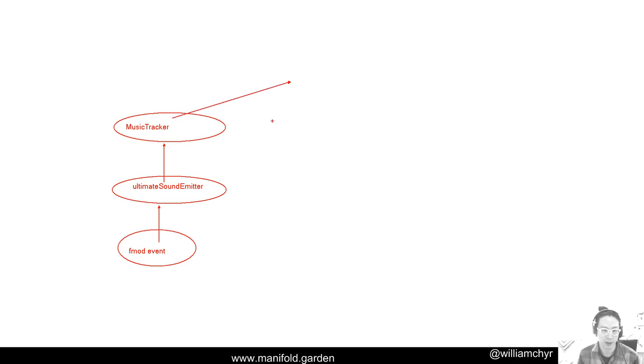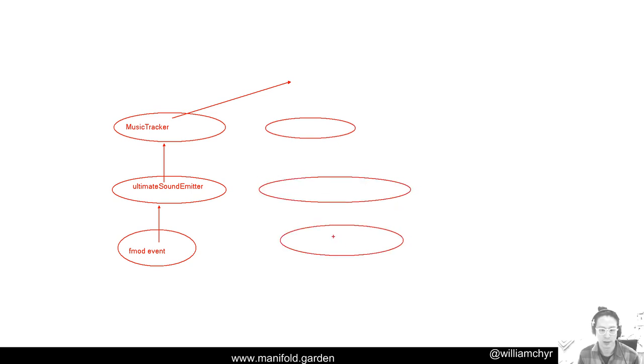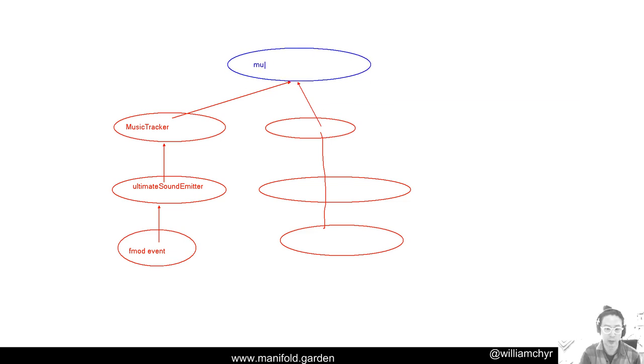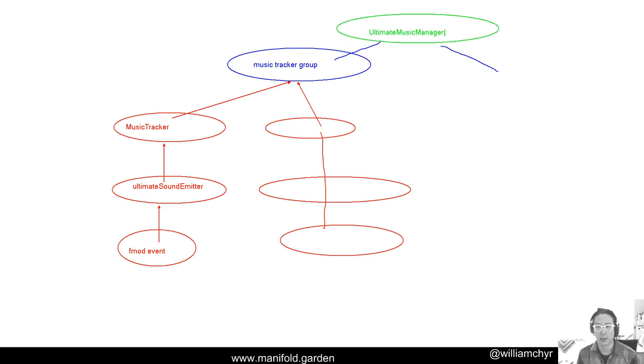A bunch of music trackers go together into a music tracker group, and then a bunch of music tracker groups all go together into the Ultimate Music Manager. So that's the hierarchy. Then in a scene, you're playing the game and hit a trigger, it sends the message to the Ultimate Music Manager, which finds the correct music tracker group, which then tells the correct music tracker to do its thing.